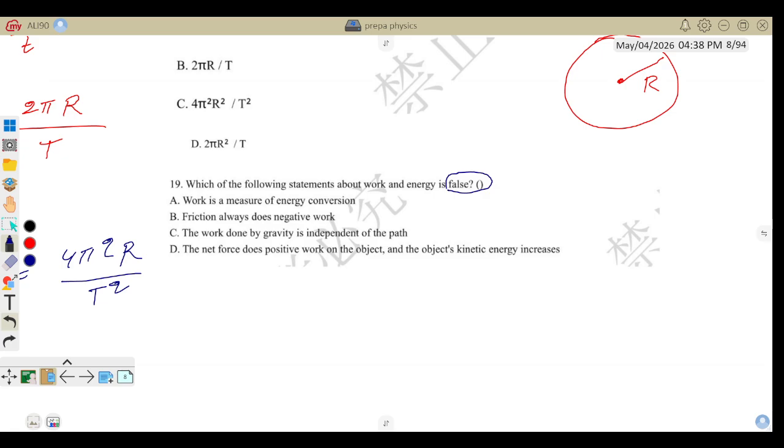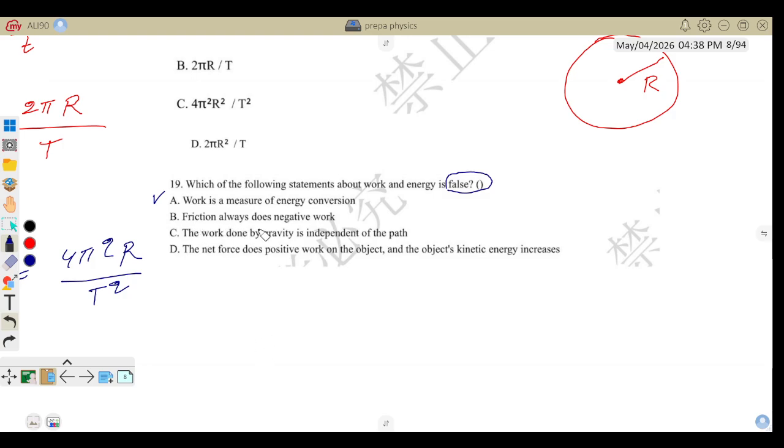We have already seen that A is actually correct, because work is physically defined as a process of transferring energy from one form to another form. So A is correct.